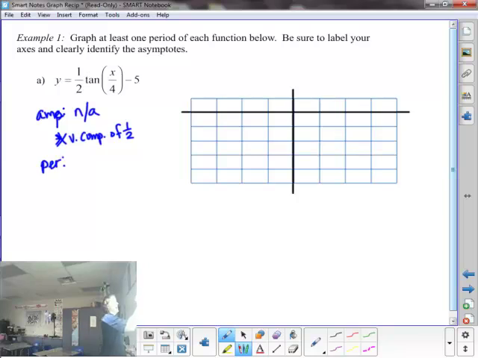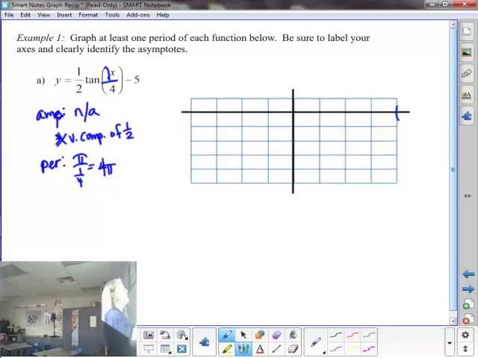Okay, period. So the period is normally pi, and we're going to divide it by the b value. The b value in this case is 1/4. So when I take a pi and I divide it by 1/4, I actually stretch to a 4 pi. Okay, so we're going to come over onto our graph. I know your graph doesn't have a grid on it, but your homework will because you're going to use graph paper, so it'll be okay.